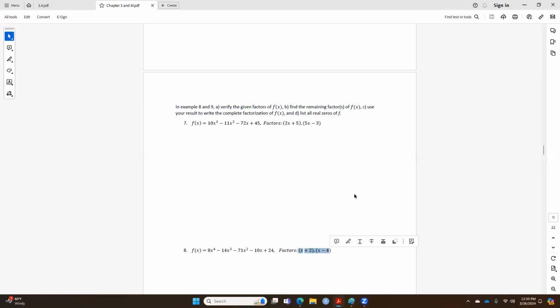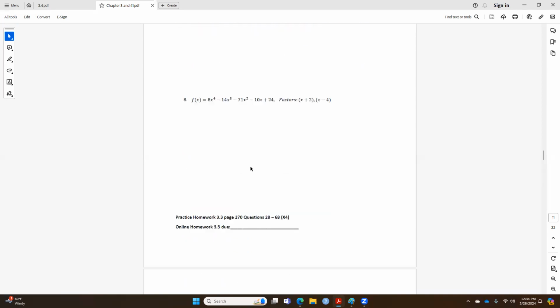So in section 3.3, they give us the factors, the zeros or solutions, and they want you to prove it is a zero using synthetic division. You just perform it and make sure that when you do your synthetic division, your remainder has to be 0.